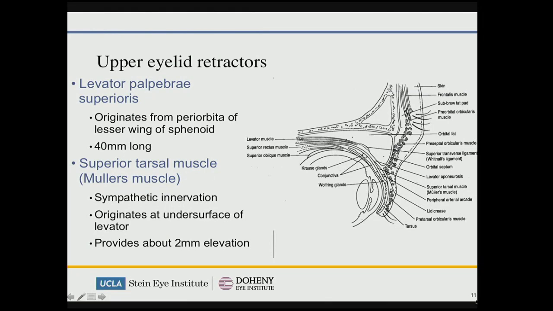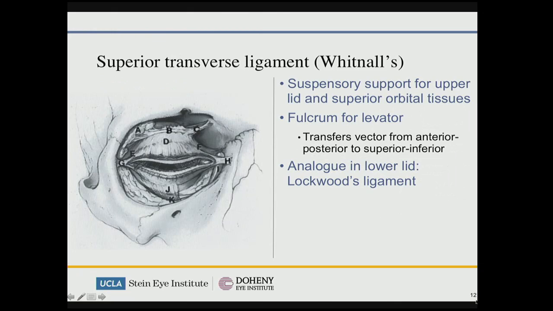The upper eyelid retractors are the levator palpebrae superioris and the superior tarsal muscle. The levator originates from the periorbita of the lesser wing of the sphenoid and runs about 40 millimeters in length. The superior tarsal muscle, which we know is Mueller's muscle, is innervated sympathetically. It originates at the undersurface of the levator, and it only provides about 2 millimeters of elevation, which is an important point when considering what types of procedures one can use to correct blepharoptosis.